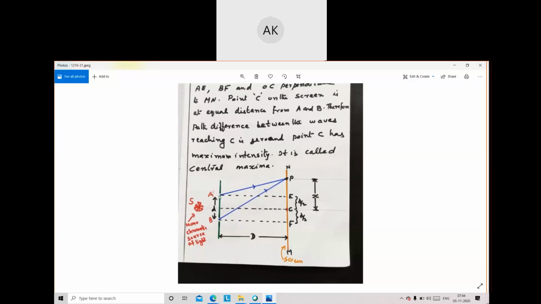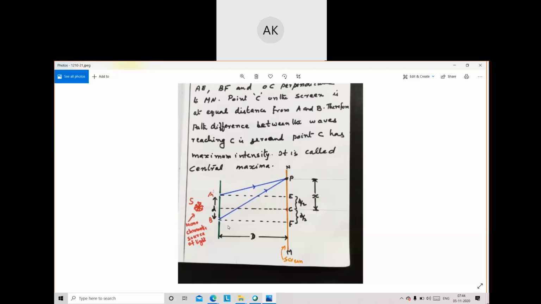A and B are the two slits. This is the middle point. We have to mark a point over here, from the middle point of the slits to this point C. See, this is the perpendicular drawn. And here also you draw a perpendicular AE. Here also you draw a perpendicular BF. Perpendiculars are drawn. For what? We have to find the path difference.